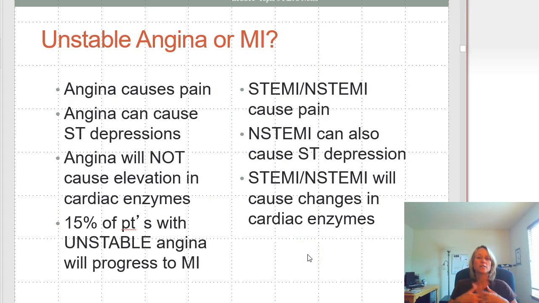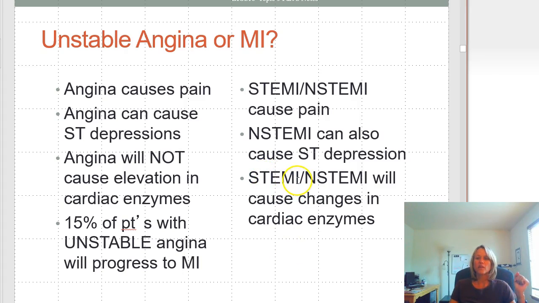Okay, so is it unstable angina or a myocardial infarction? Well, angina causes pain, so does myocardial infarction. Angina can cause ST depressions. Non-ST elevation MI can also cause ST depression. But angina will not cause elevation in cardiac enzymes because the cells were not deprived of oxygen long enough to cause tissue necrosis.